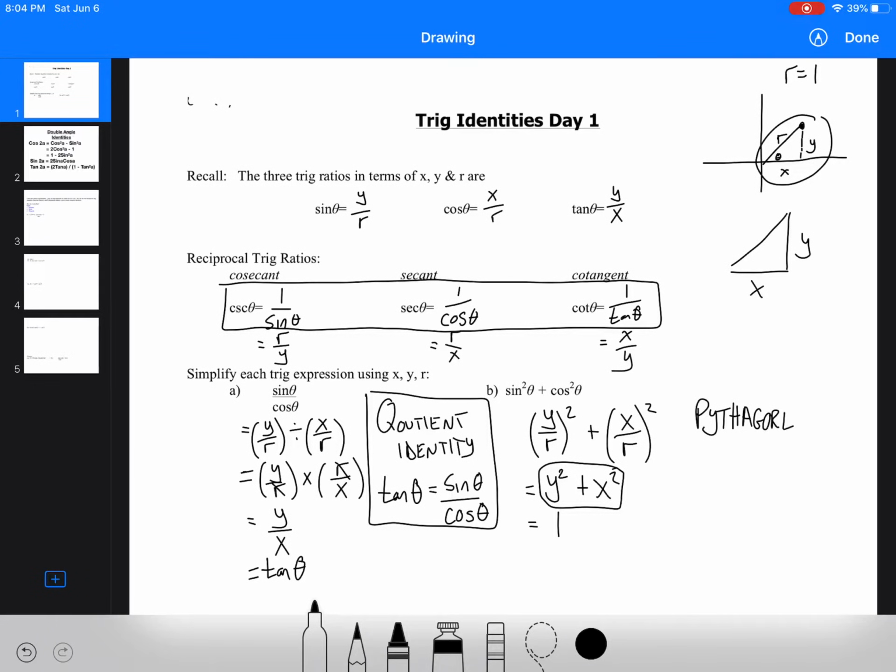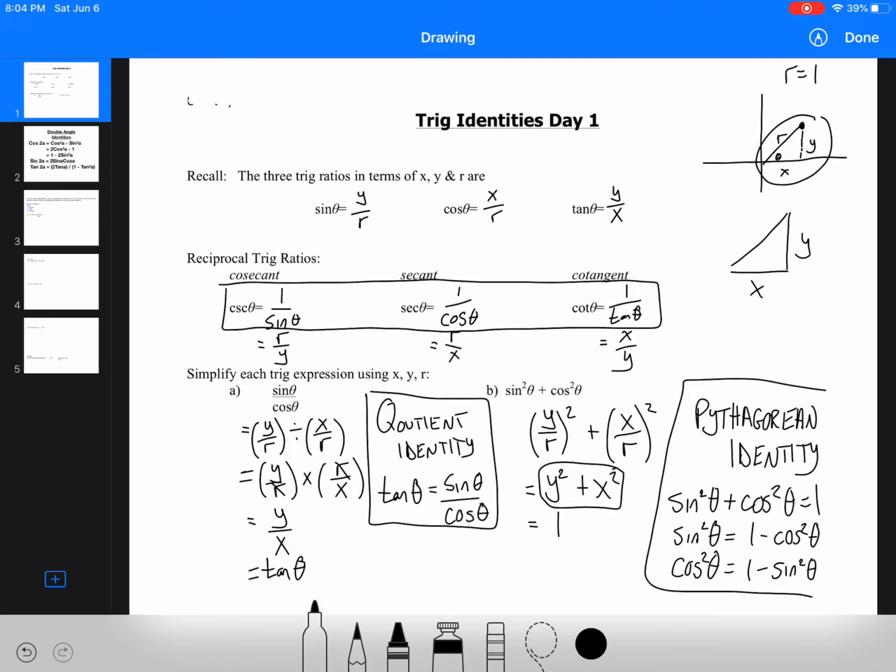So the Pythagorean identity is sine squared plus cos squared equals 1. Now we can rearrange that to sine squared equals 1 minus cos squared by subtracting the cos squared over, or cos squared equals 1 minus sine squared.